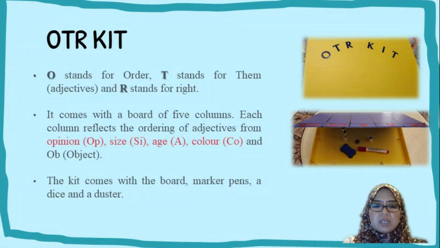In this kit, the tool has been enhanced to include a board, a dice, marker pens, and a duster. So it comes with a board of 5 columns. Each column reflects the ordering of adjectives from opinion, size, age, color, and object. And this kit is being used during speaking activity where students work in 4-person groups.